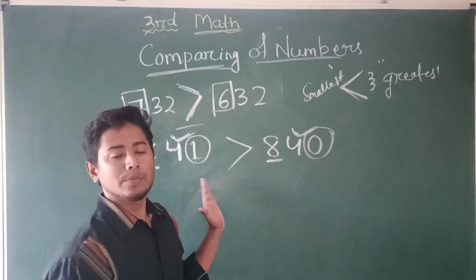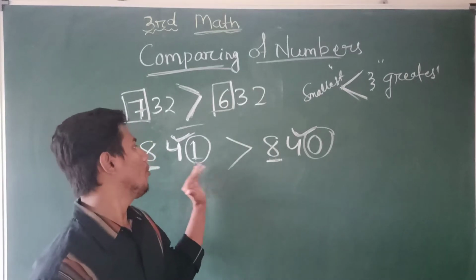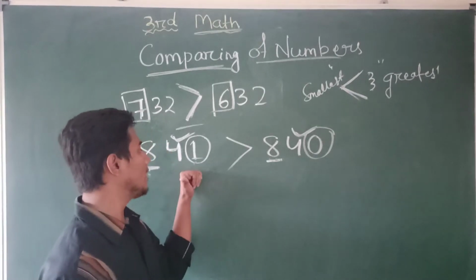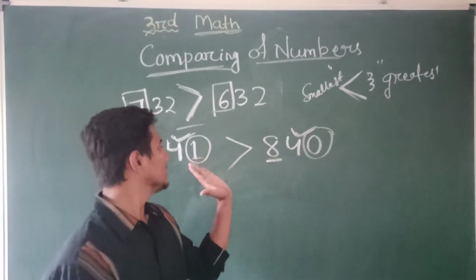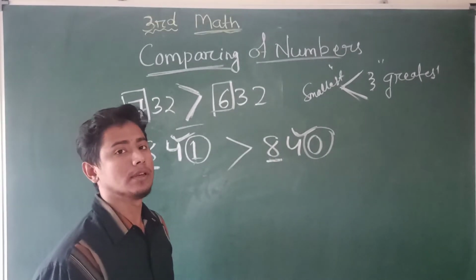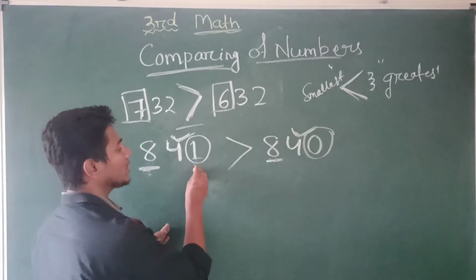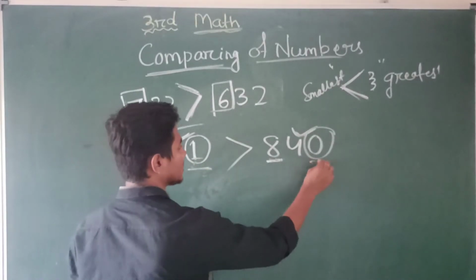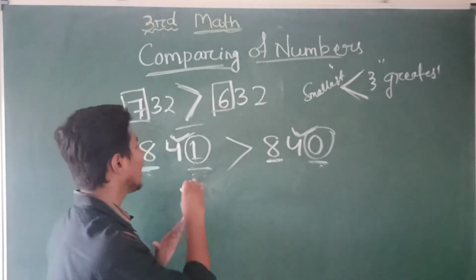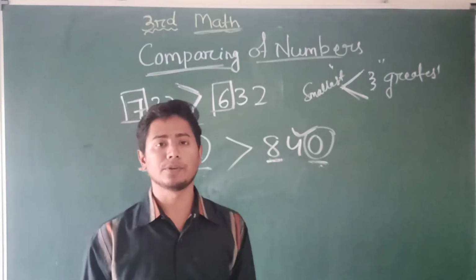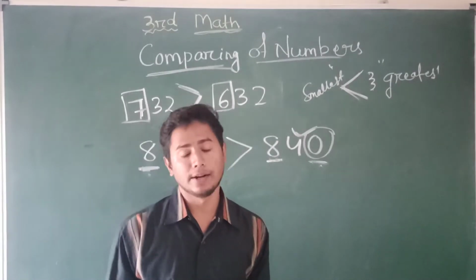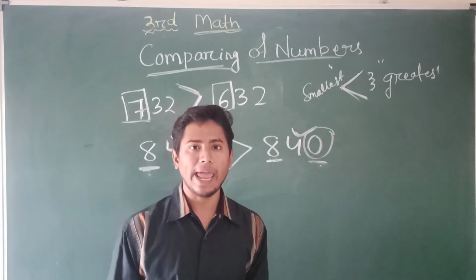So when you compare two numbers, how do you know 841 is greater than 840? When you compare the ones place, the digits 1 and 0, then you come to know that 841 is greater. Again I repeat, when you compare which place? Ones place, and between which digits? 1 and 0, then you come to know that 841 is the greater number. I hope all of you understand how we compare numbers. So let's solve some examples.